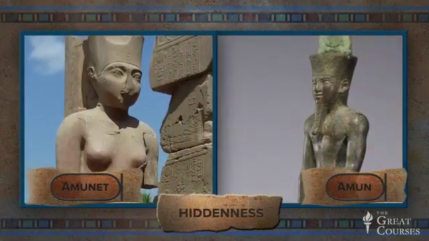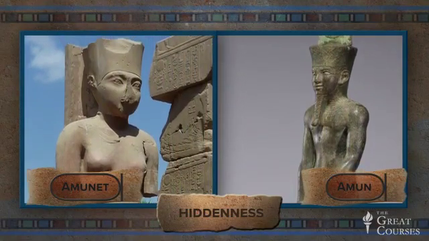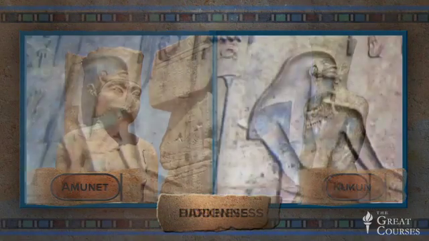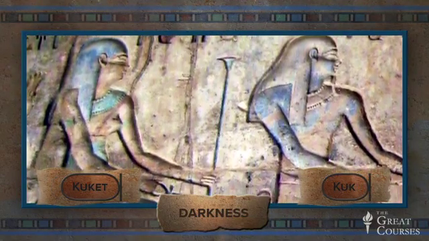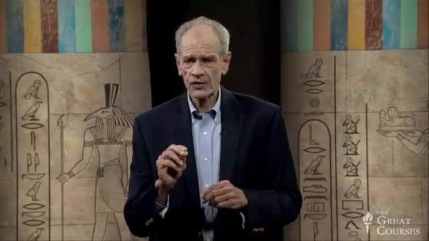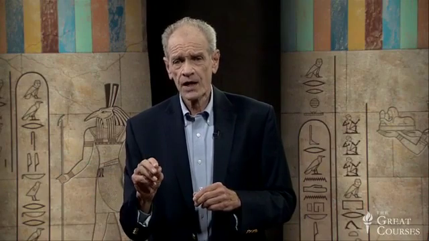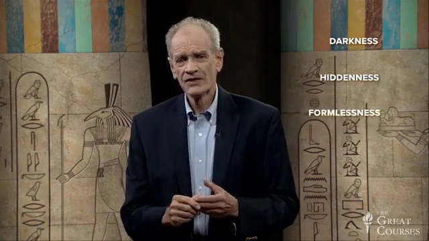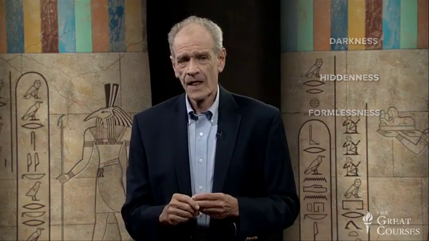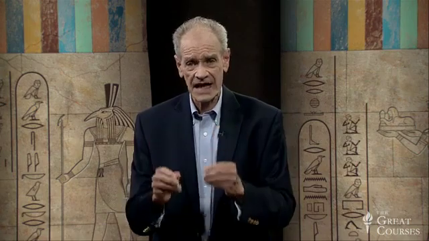And then there was Amun and Amunet, hiddenness. Finally, there was Kok and Koket, darkness. Notice that the traits associated with the 8 gods of the primordial waters, darkness, hiddenness, formlessness, are not very positive. The beginning was scary and chaotic.